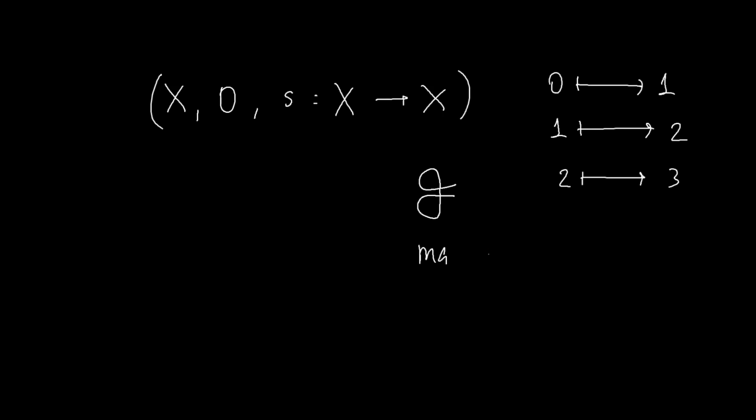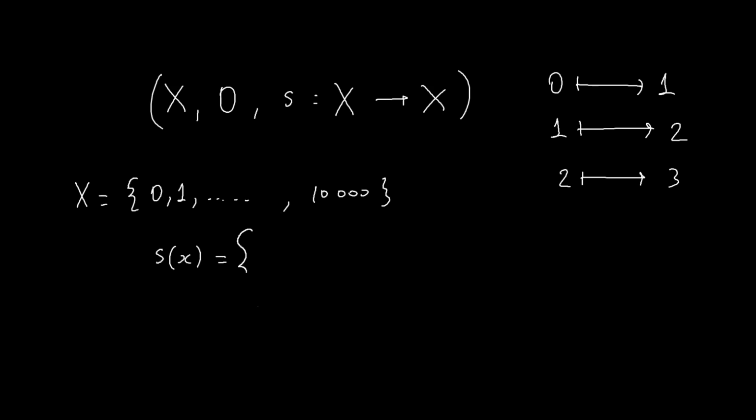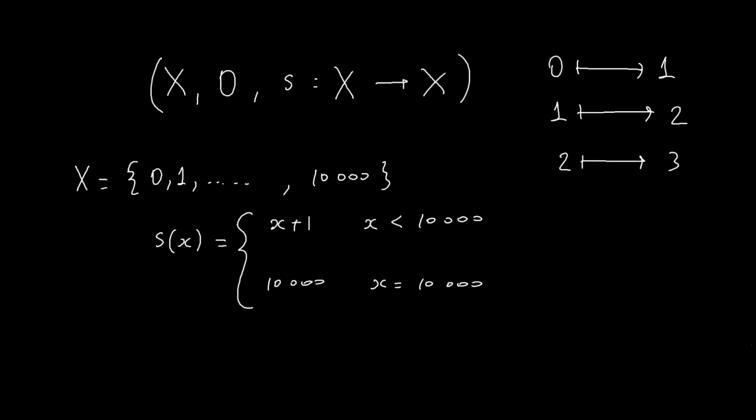So one possible counting system is where I've got X to be a set of numbers, let's say from 0 to some very large number, maybe 10,000. And S of X is defined as X plus 1 when X is strictly less than 10,000. But when it is equal to 10,000, S of X is still 10,000. And it's not just ancient Georgians, but there are also many other cultures which actually use this counting system in their everyday life.